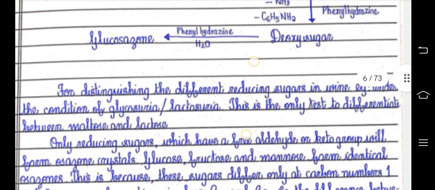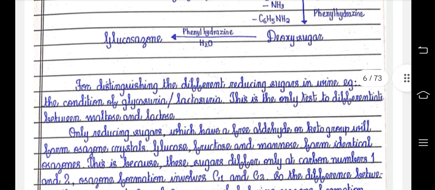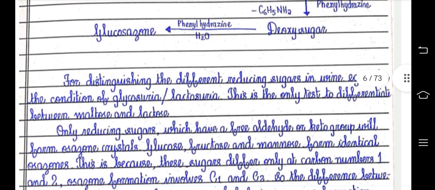Osazone test is used for distinguishing the different reducing sugars in urine under the conditions of glucosuria or lactosuria. This is the only test to differentiate between maltose and lactose. Only reducing sugars which have a free aldehyde or keto group will form osazone crystals.